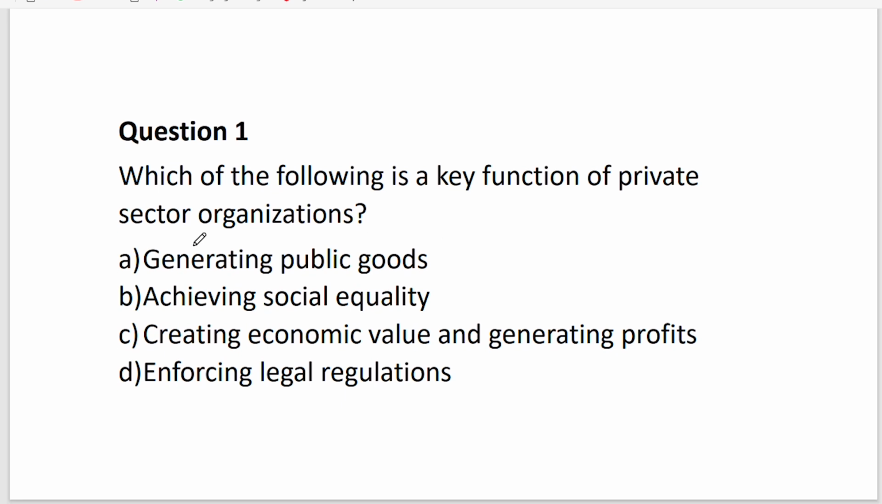Number 1: which of the following is a key function of a private sector organization? Is it generating public goods? Come on, it's private, public. Number 2, achieving social equity or equality? Nope. Creating economic value and generating profits? Yes, because they're not enforcing any legal regulations. So the answer is C. They're all about economic value and making profit.